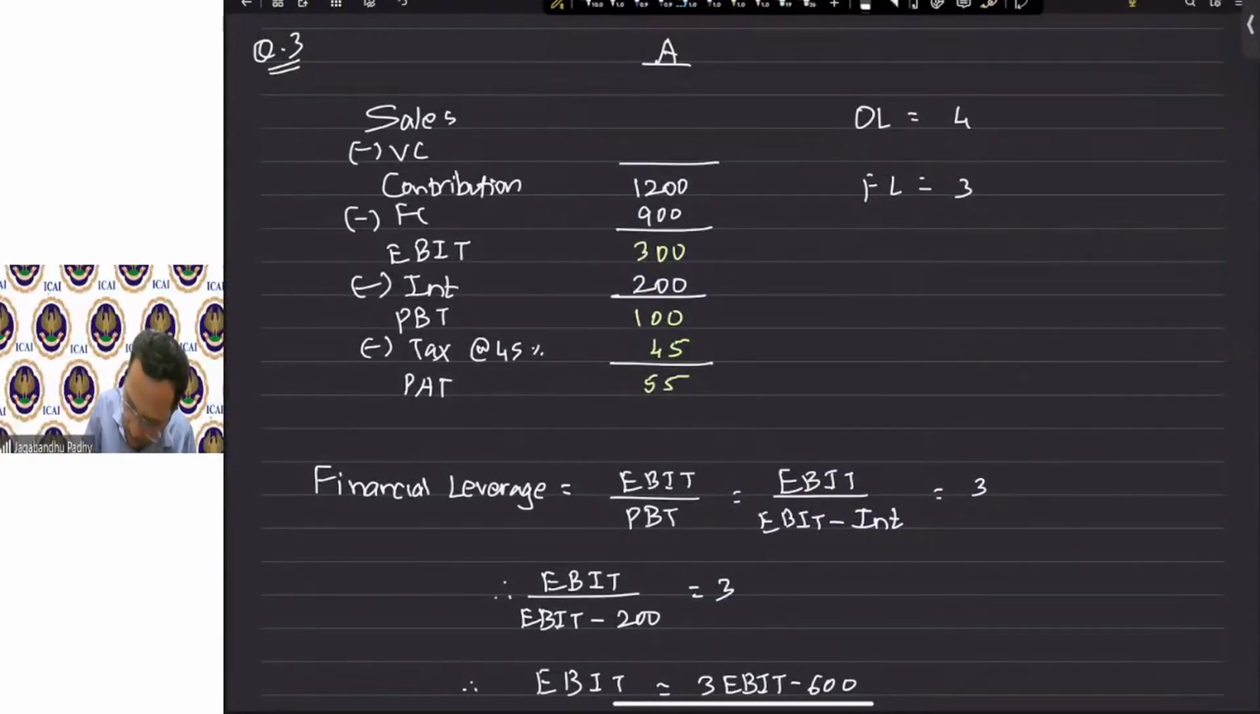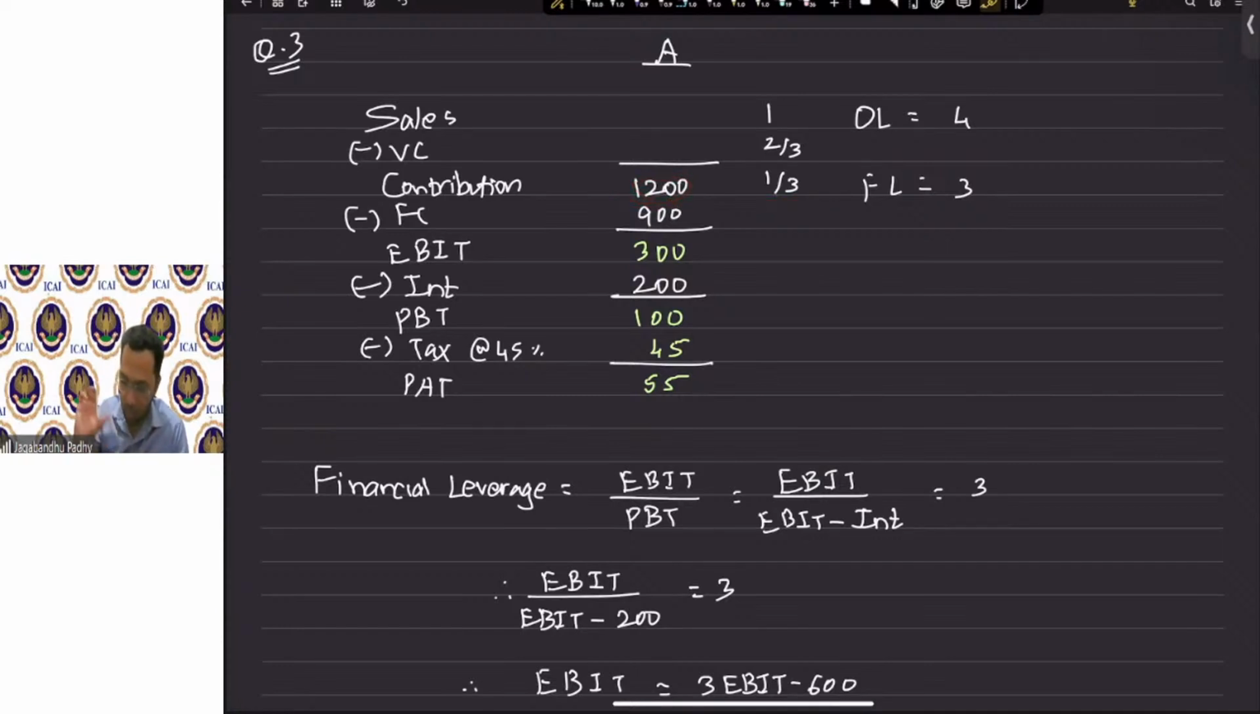Since your variable cost is two-thirds, you can say if your sales is 1, variable cost is two-thirds. The question stated variable cost to be two-thirds, right? If your variable cost is two-thirds for 1, then contribution is one-third. So what we can say is contribution is one-third for 1200.